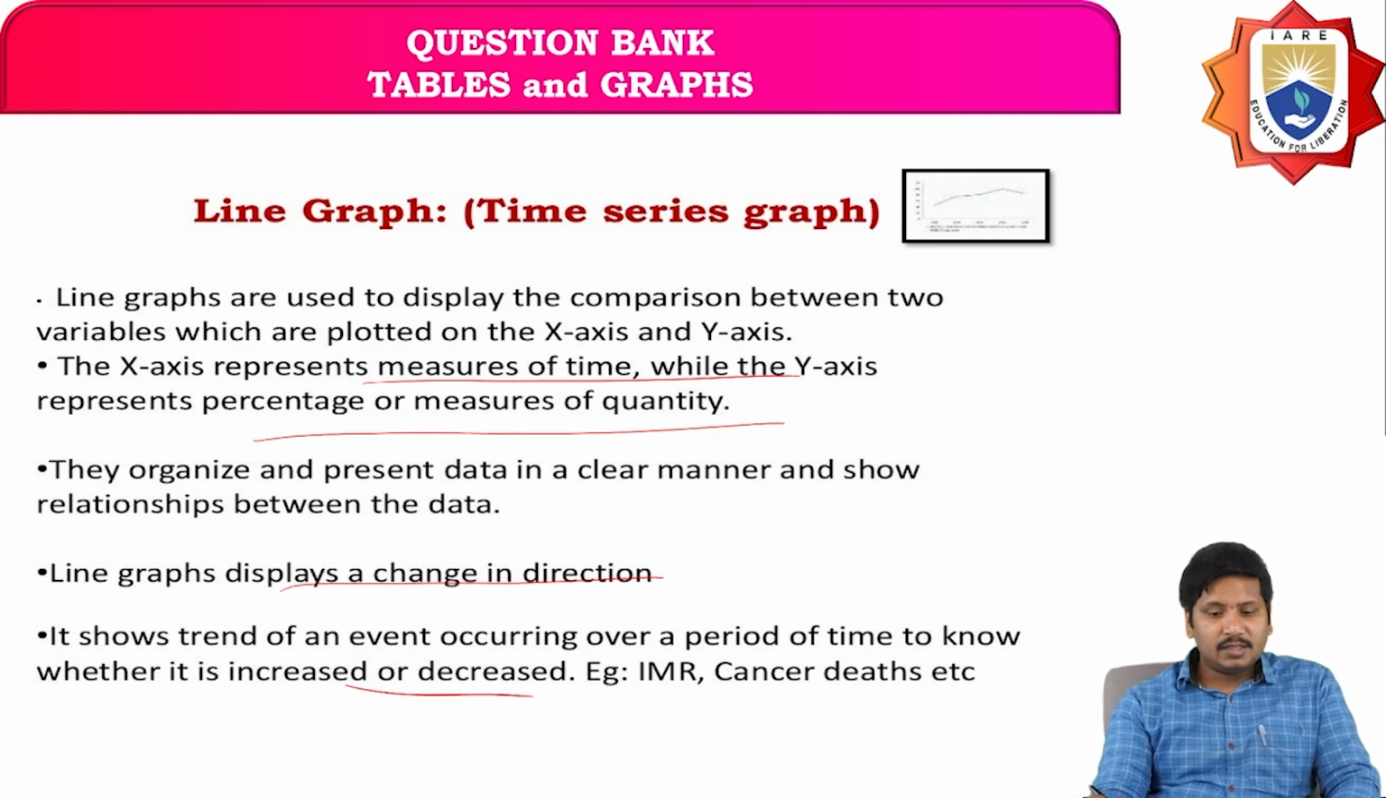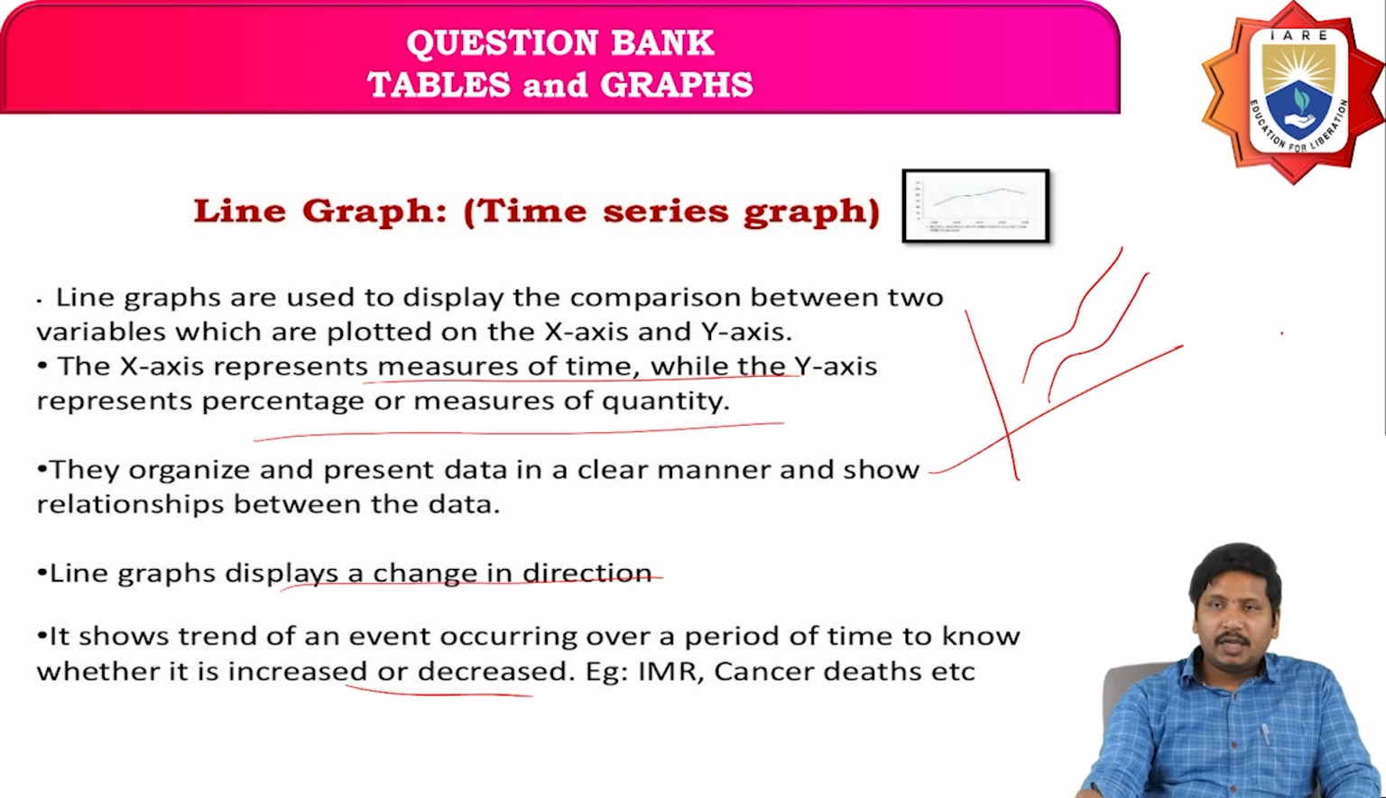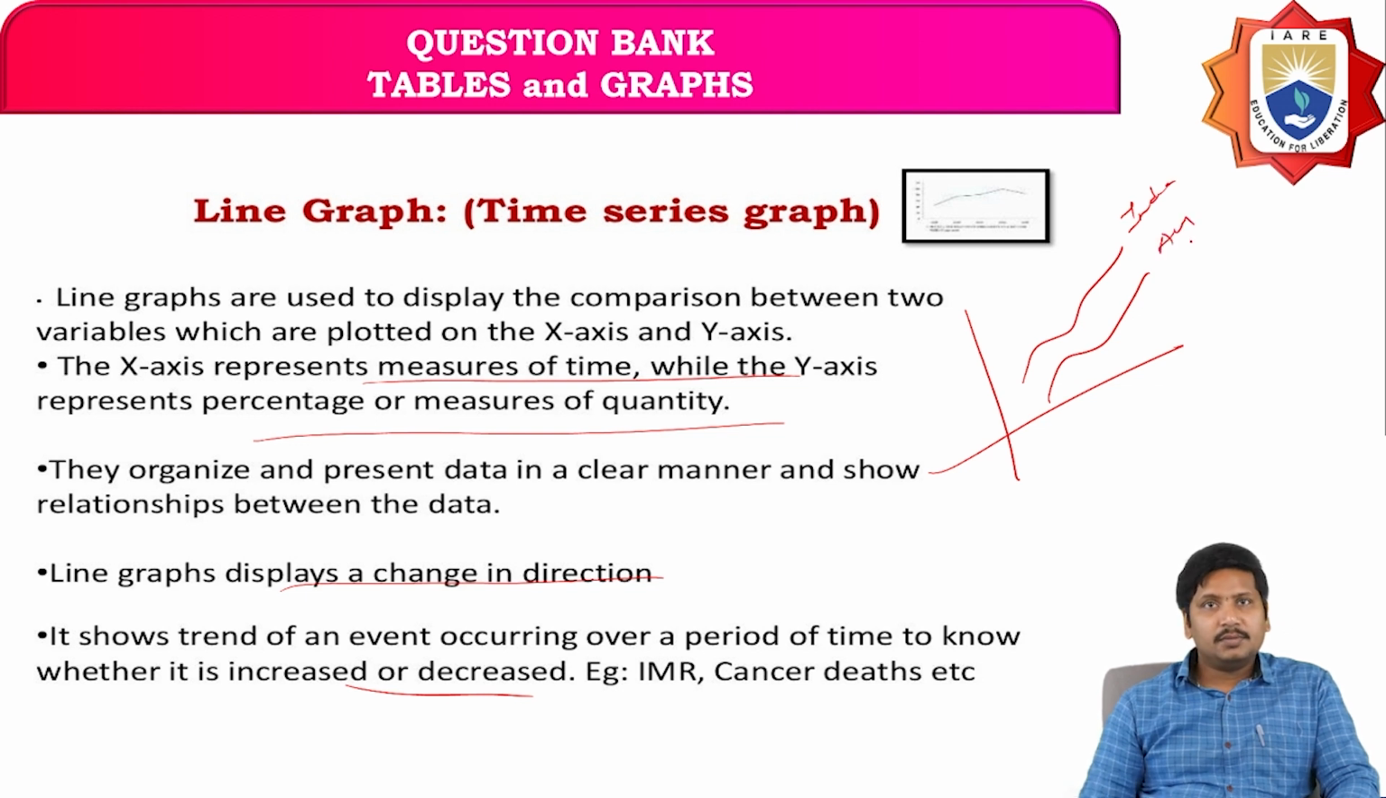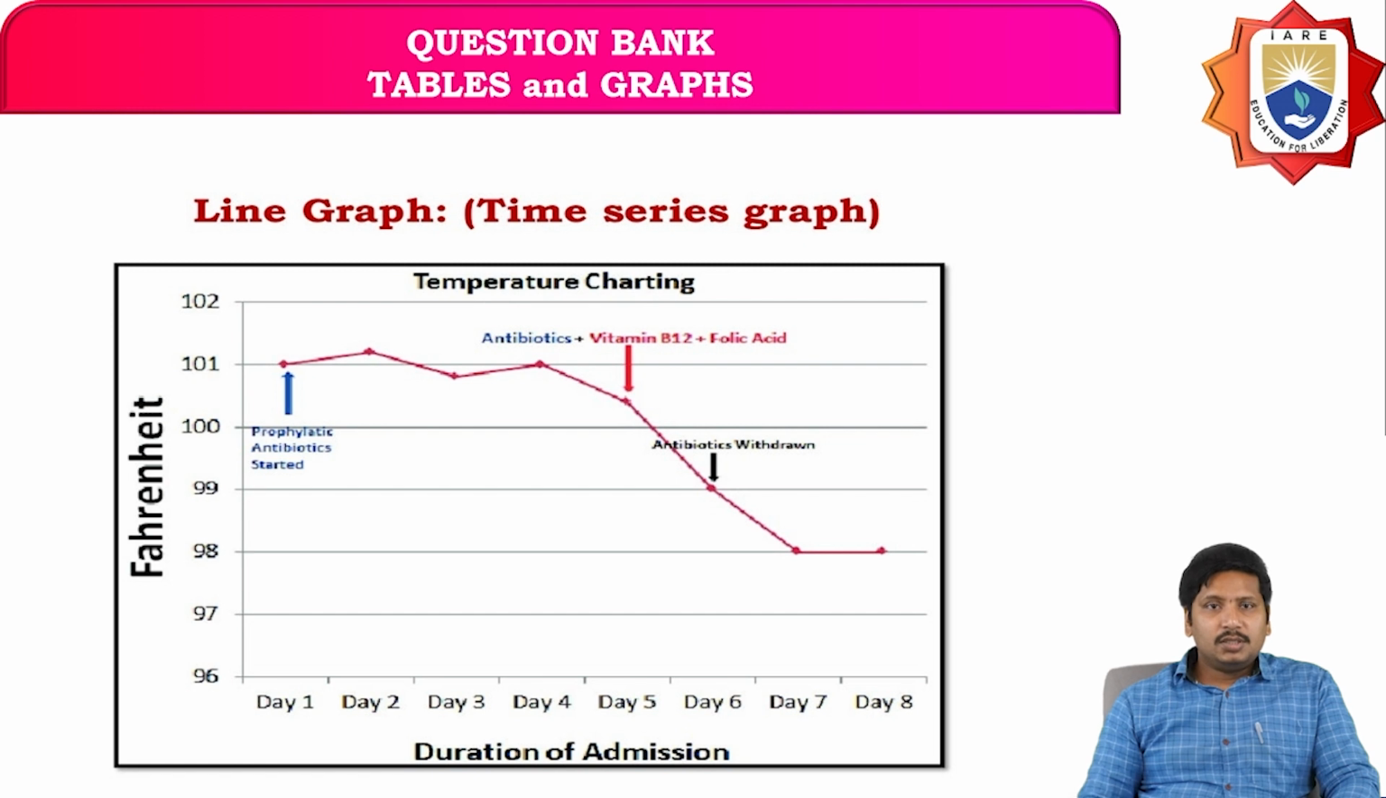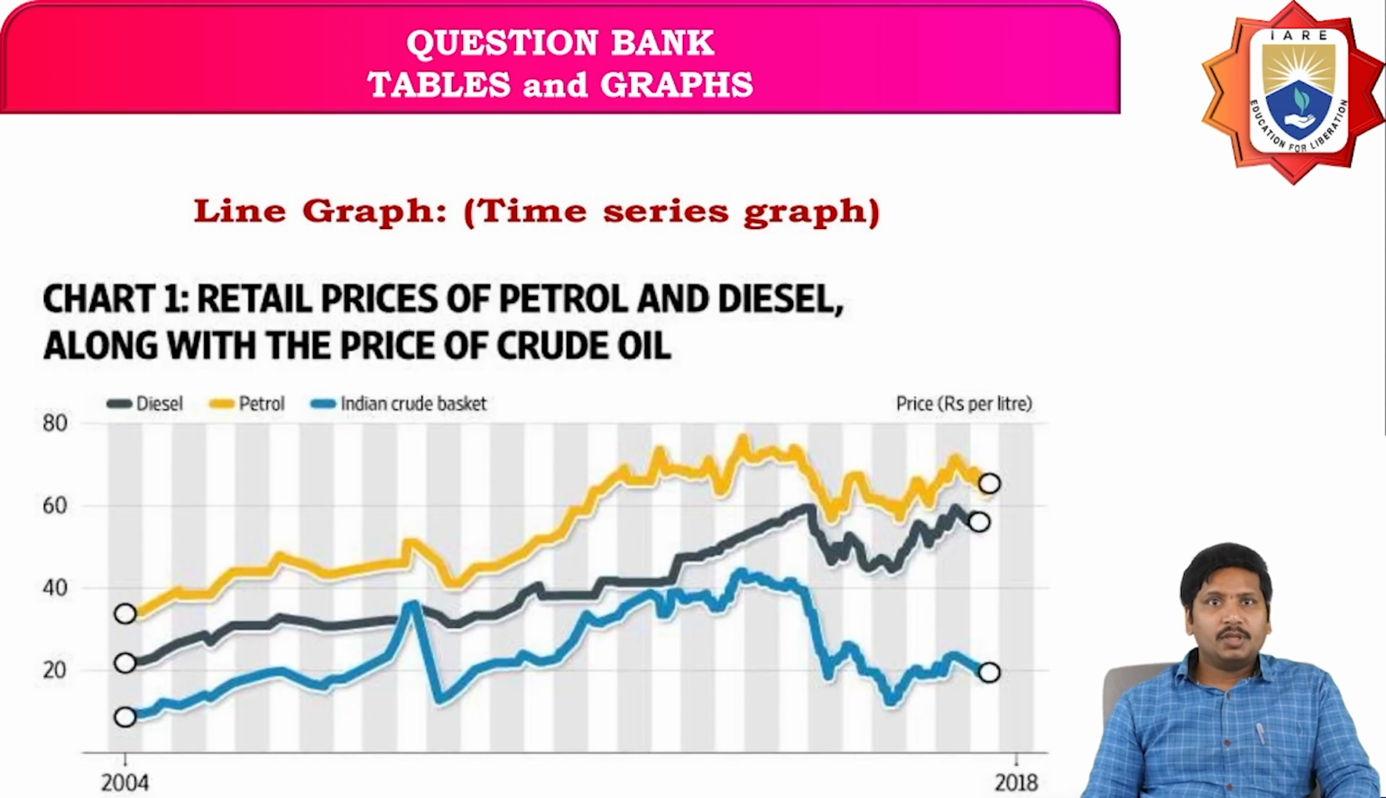For example, the line graph is mostly used in cricket matches to show the results of various teams, such as the scores made by India and Australia. This is one view of the line graph. Once we mark all the points and join them, it becomes the line graph with respect to time. Some other examples are the retail prices of petrol and diesel along with the price of crude oil.